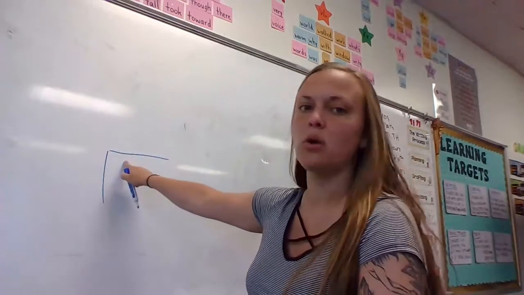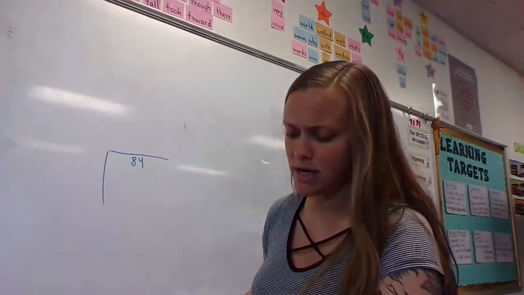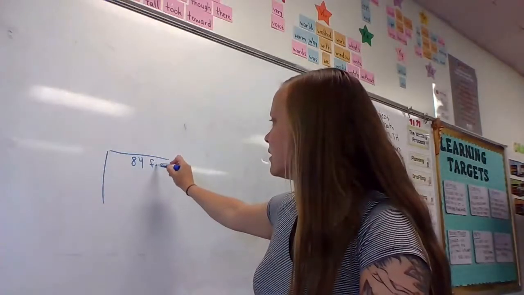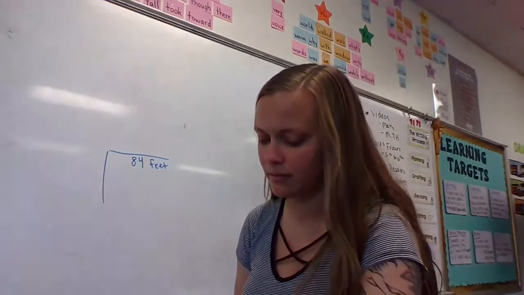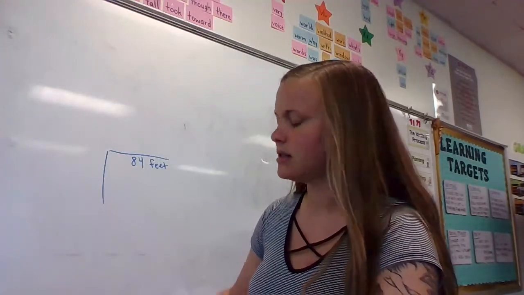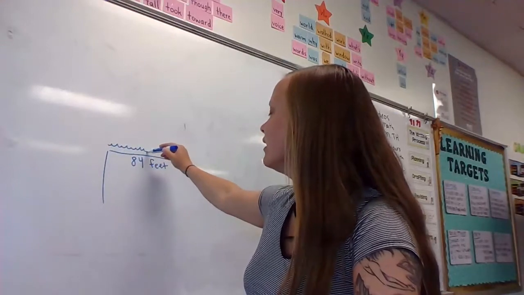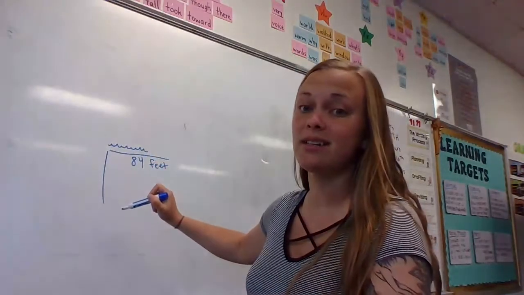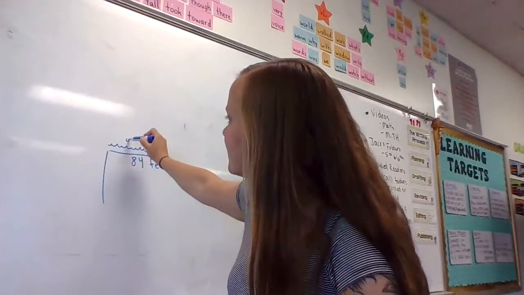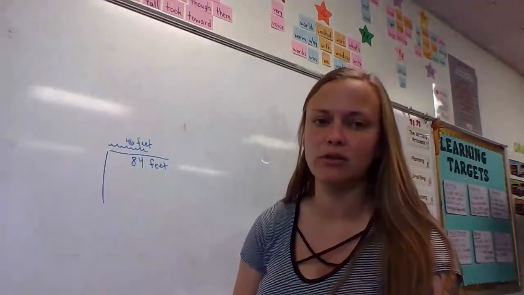So let's pretend this is our wall, and we know that it's 84 feet long. And the strand of lights is 46. So let's put a strand of pretty lights right here. Can't go all the way because it's not long enough. It's 46 feet. So that's the picture I'm going to draw.